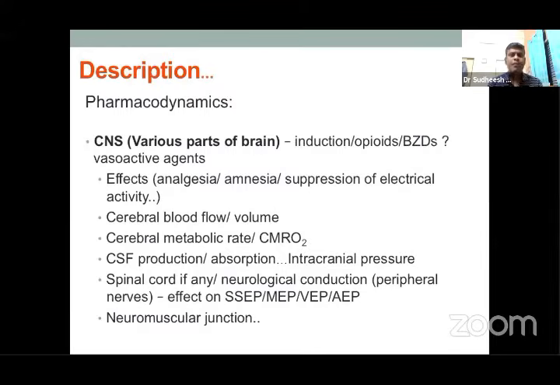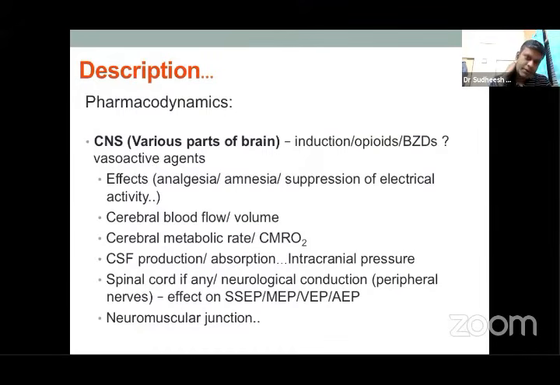And then once you think about the brain matter per se, there are other things in the skull, that is the CSF and the blood. So what is the effect of this particular drug on the volume of the blood and also the cerebral blood flow, and then the cerebral metabolic rate, CMRO2, that is the metabolic requirement of oxygen? This is important because when you are giving anesthesia, you are altering the physiology, and therefore you should always ensure that you are maintaining an adequate level of oxygenation of every tissue, particularly the brain.